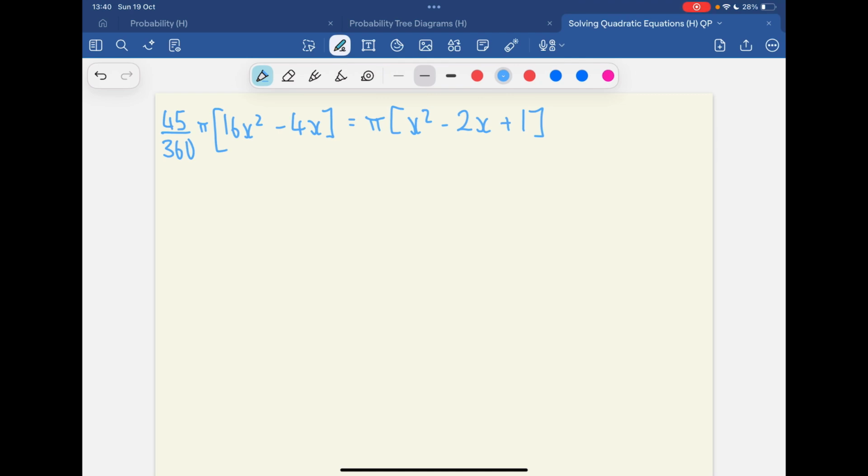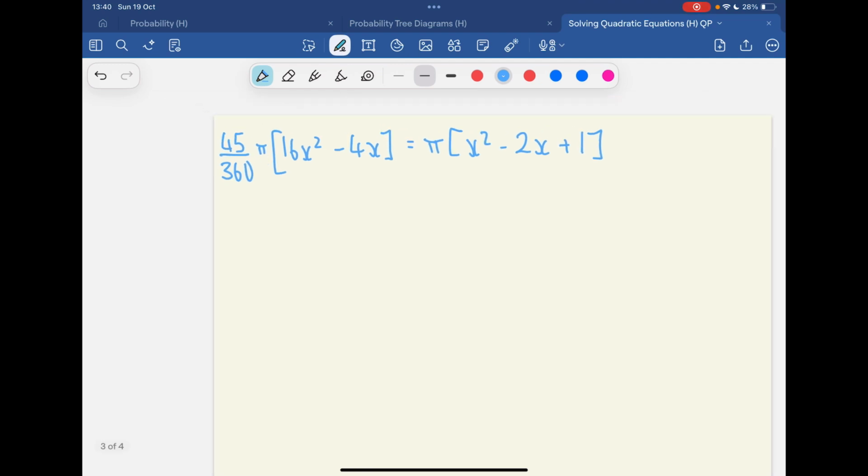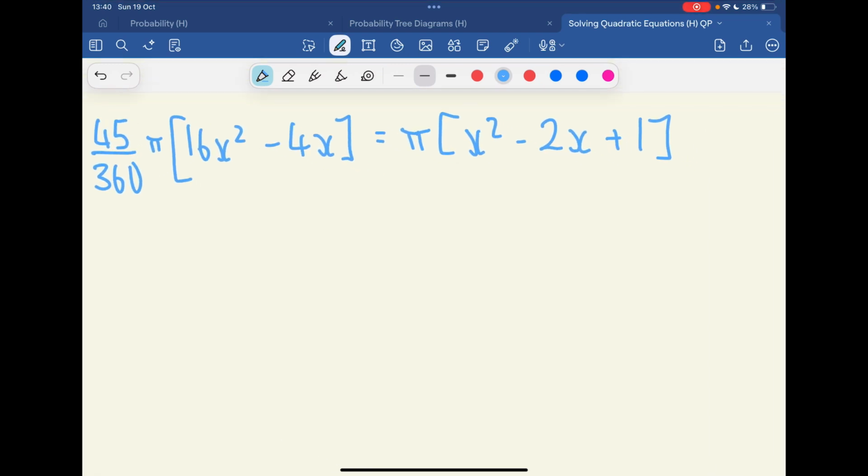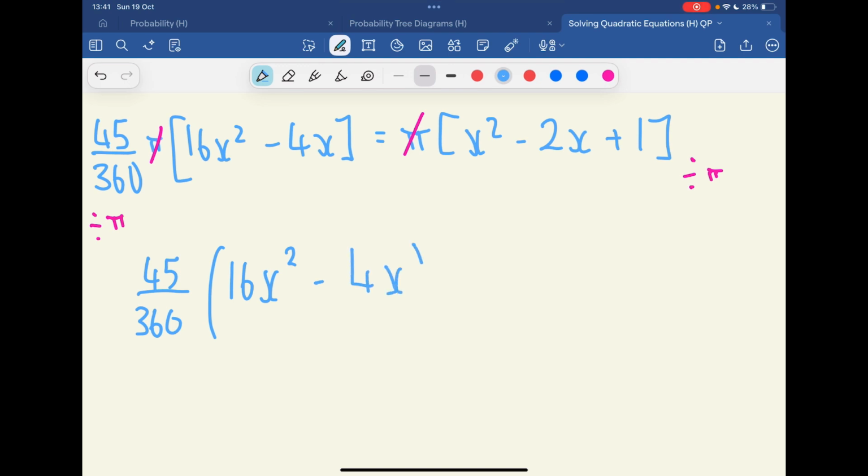Where I like to start, I'm going to cancel out any common terms. You can see here that we've got a pi on both sides. So what we can do is essentially divide both sides by pi. And that will factor out this pi term. So then what we're left with is 45 over 360, 16x squared minus 4x. And that is equal to x squared minus 2x plus 1.